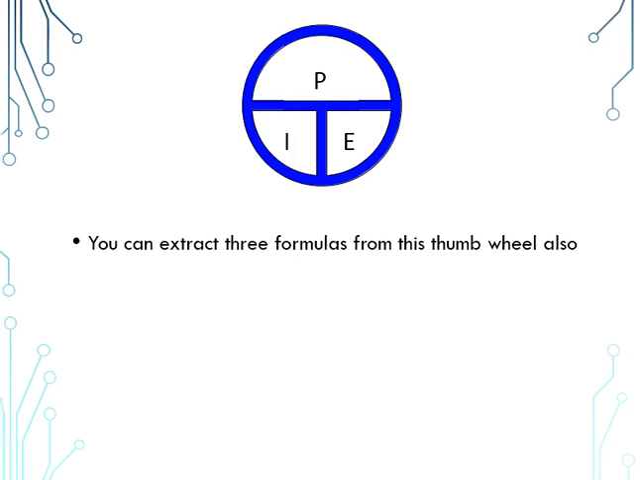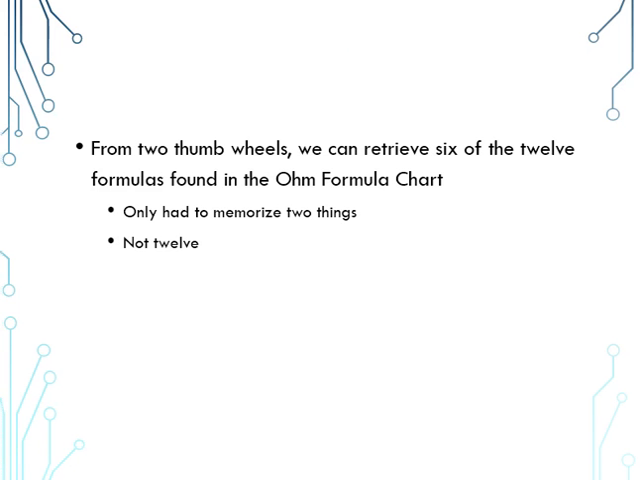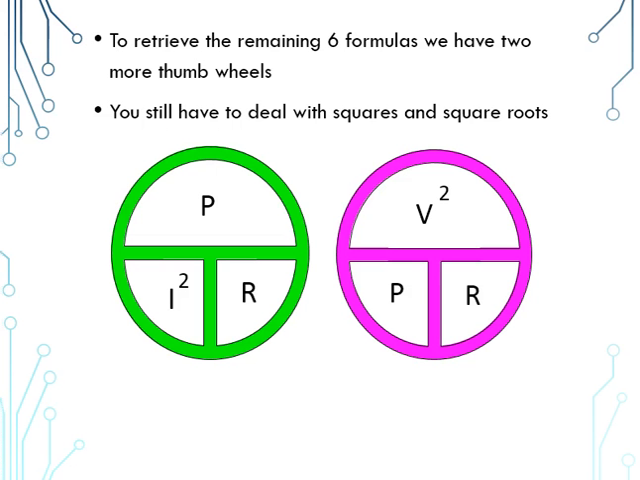Looking for our voltage, we cover up the E, and it would tell us our voltage is equal to the power divided by the current. That gives us half of the formulas. That gives us six of them from those two thumb wheels, and we didn't have to do any manipulation. The thumb wheels did it for us. Now the last two are a little bit more difficult. They require a little bit more manipulation to use, but they'll give us the remaining half of the formulas we can use.